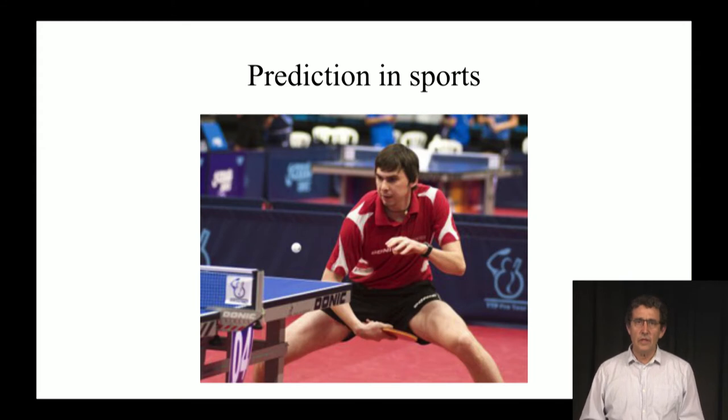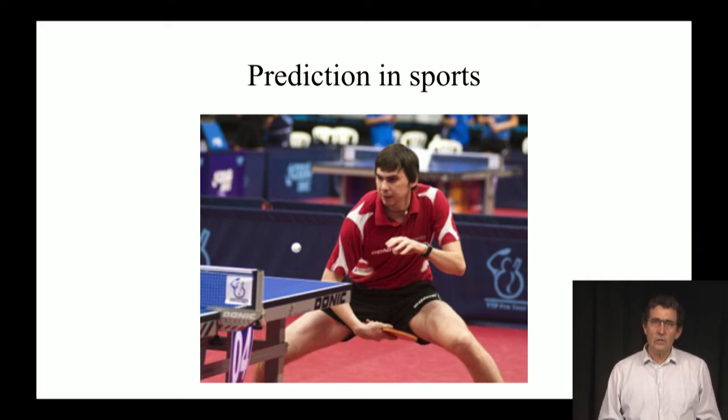So this kind of thing occurs a lot in various parts of life, but maybe the most vivid examples are in sport. So in sport, a lot of being a good player, what it means is that you can predict what the adversary, the person that you're playing against, is going to do.